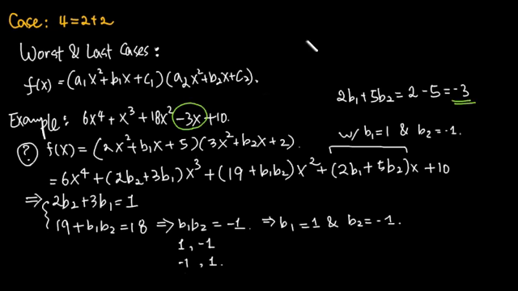So we have found the factorization. The answer for this factorization is 2x squared, b1 was 1, so x plus 5, times 3x squared, b2 was negative 1, so negative x plus 2. The product of these two polynomials will be the factorization of this quartic polynomial.